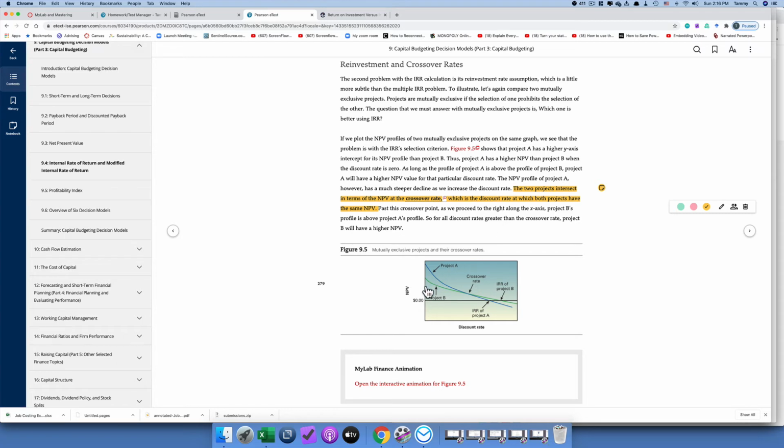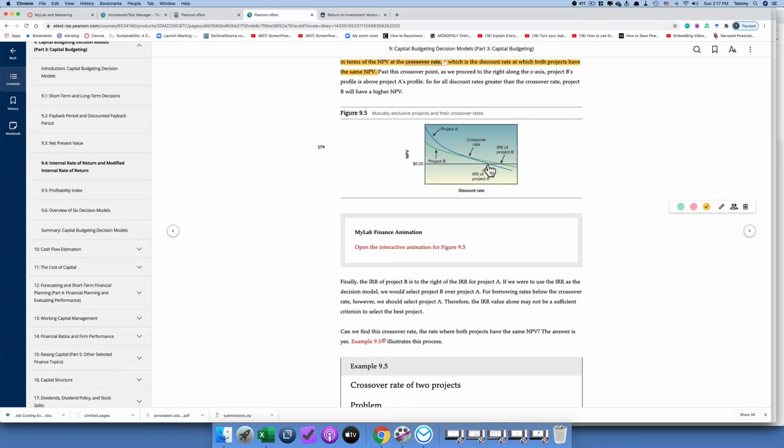If you look at what that means, on the left-hand side of the crossover rate, project A looks more attractive. It's got a higher net present value. But on the right-hand side of the crossover rate, project B looks more attractive. It's got a higher net present value. It's further up above this 0 line.